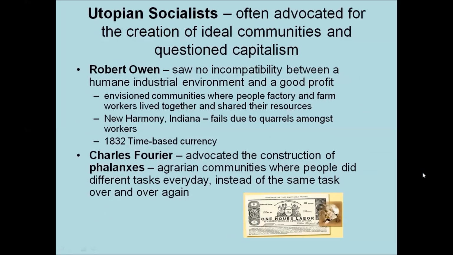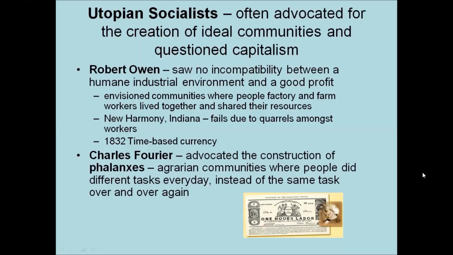going on. So then you also have a response by utopian socialists, who are going to advocate for the creation of ideal communities. That's where you get the idea of utopianism. They are going to question capitalism, just this whole idea of working for a wage and whether or not that is the best way to do things. You have Robert Owen, who thought that you could have a humane and good industrial working environment and also make a profit. So he envisioned factories or communities where people worked together and lived in harmony.